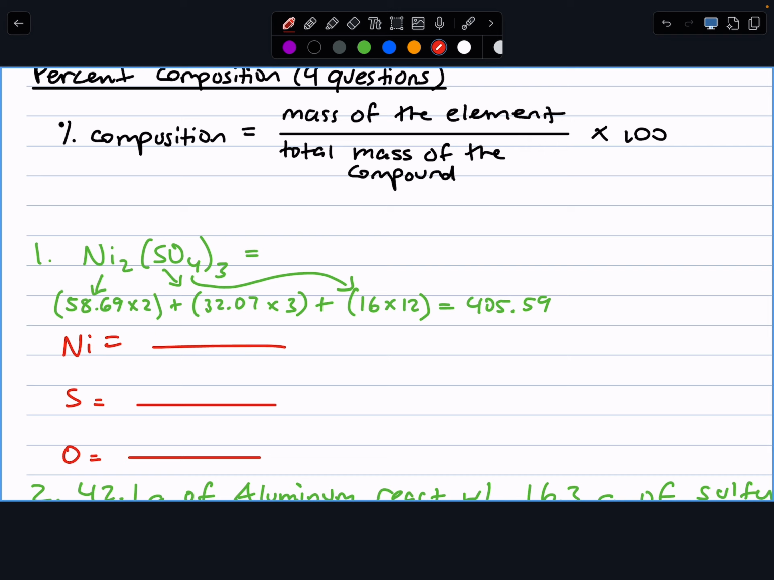Which is what? 405.59. And I can do that for everyone, yes? What goes on top? The what? What goes on the top of the fraction? According to my formula. Yes, how can I get the mass of the element? Yes, right there. But again, I don't put 58 there. It's 58.69 times 2. So what is that?